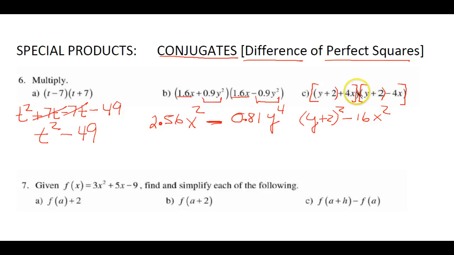That was extremely tricky. So we expand this binomial using that technique we had up there. Square the first term, multiply these together, double it, squaring the last term, and then minus 16x squared. Okay, not too bad. So, again, if you have any questions on these, ask.